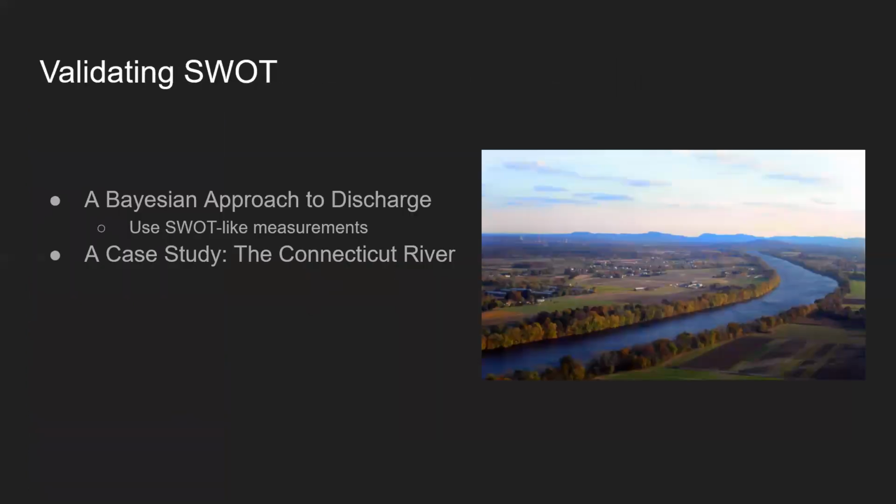So to validate SWOT, like I mentioned, there's river discharge measurements. We would like to also use a Bayesian approach. With this, we can use SWOT-like measurements or field measurements that we've already taken to simulate the satellite, plug them into our model, and see if we get an accurate discharge estimate. We're going to use the Connecticut River, one, because it's in our backyard, and two, because it's also one of the SWOT calibration validation sites. Once it launches, it's going to be in pseudo orbit, and we'll be in the field measuring the water surface elevation and the discharge for this river next year.